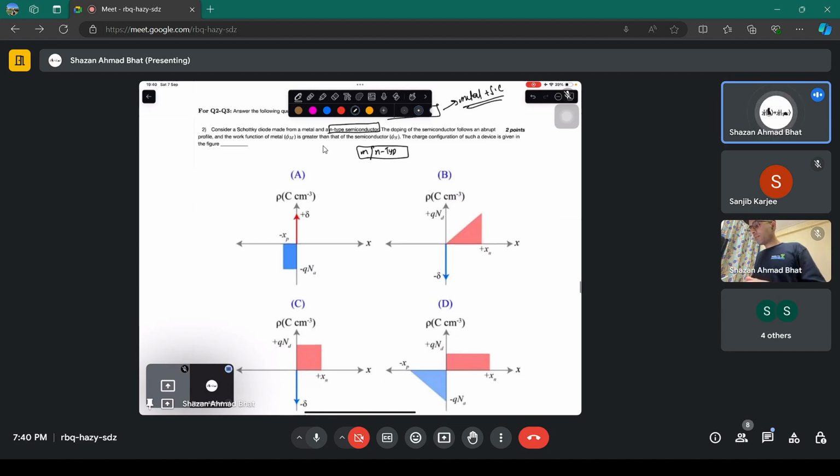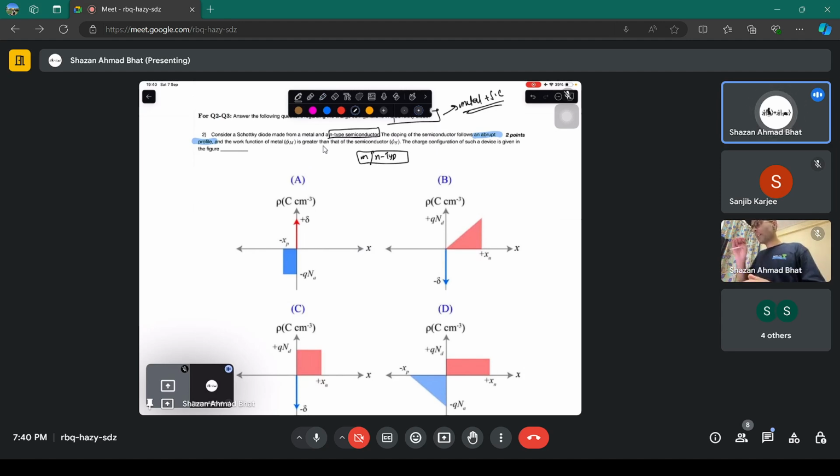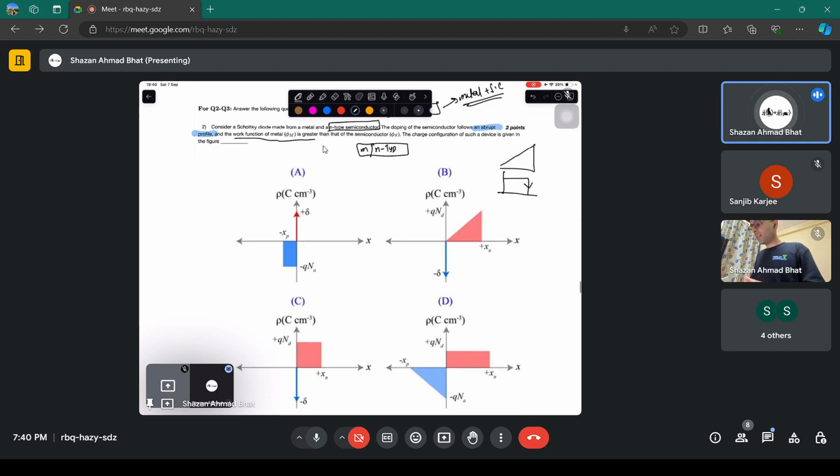The doping of the semiconductor follows an abrupt profile. This is important. The profile is abrupt, which means there is an abrupt junction. The junction terminates abruptly. If it was linear, then the linear profile increases like this. The abrupt junction follows like this. Abruptly it drops to zero. Now the work function of the metal is greater than that of the semiconductor, which should be the case.